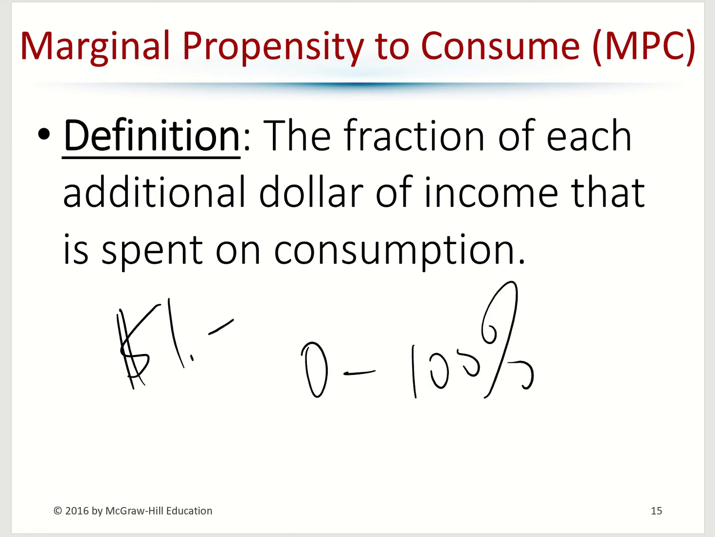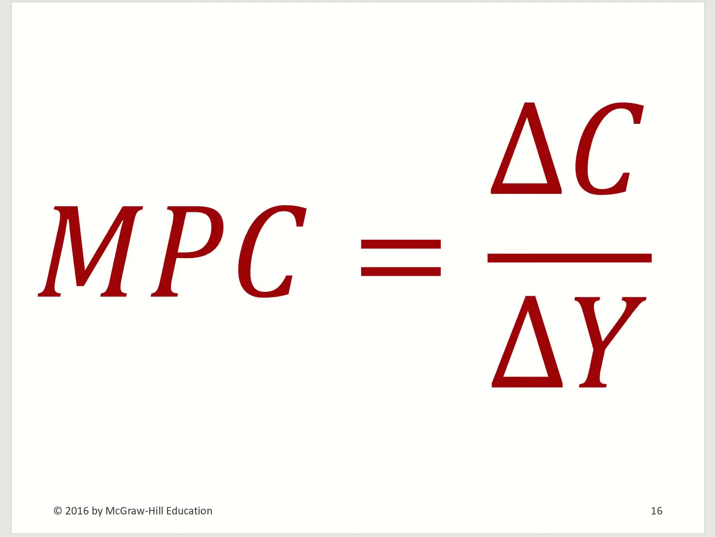So if you have a 0% marginal propensity to consume, that means for every additional dollar you have, you're going to save it. You're not going to spend it. But if your MPC, your marginal propensity to consume, is 100%, that means if you receive $1 of income, you're going to spend everything you have. So that will be total consumption, total spending. So the formula is very simple. Your MPC equals the change in consumption divided by the change in income.